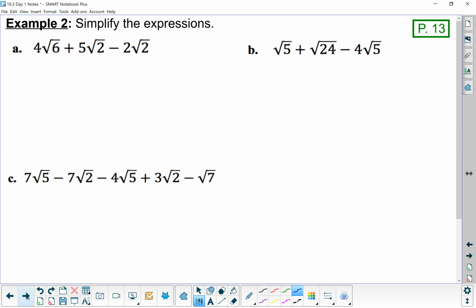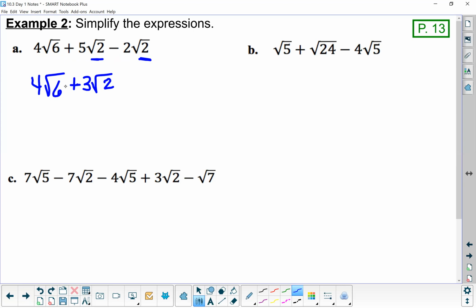All right, a few more to do. 4 root 6 plus 5 root 2 minus 2 root 2. So these two have the same radical, so we can combine those. So we have 5 minus 2 for 3 root 2. The 4 root 6 does not have a like radical to combine with, so we write that separate.